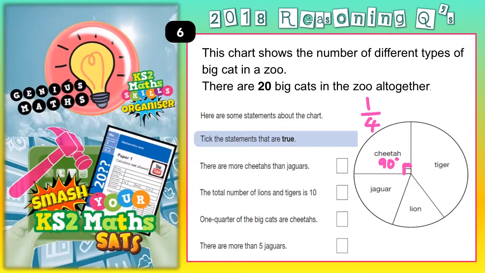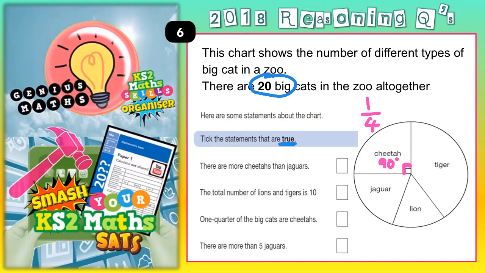So let's read the rest of the question. This chart shows the number of different types of big cats in a zoo. I'm sure everyone's been to visit a zoo. There are 20 big cats in the zoo altogether. That's going to come into play in a minute as well. Here are some statements about the chart, and we've got to tick the statements which are true. But we need to find evidence that the statements are true or false.